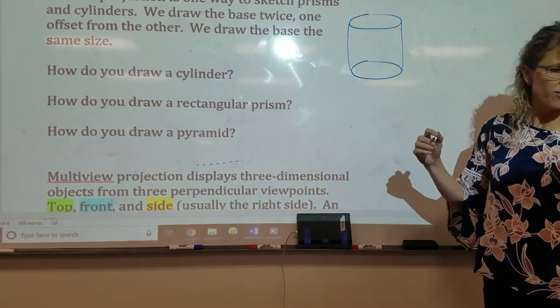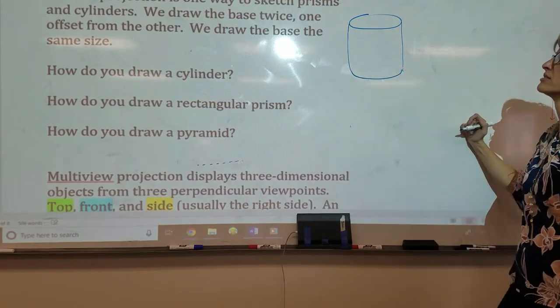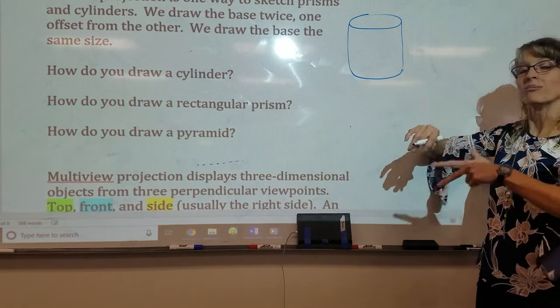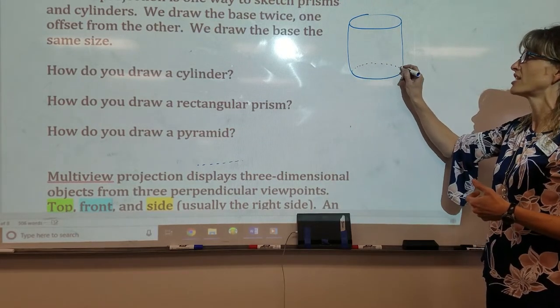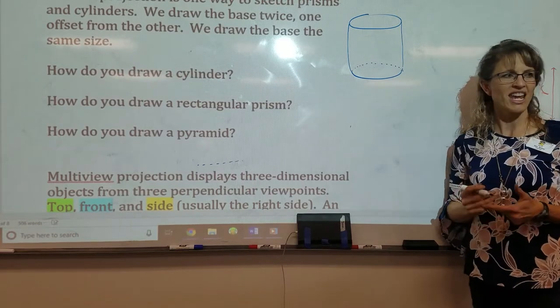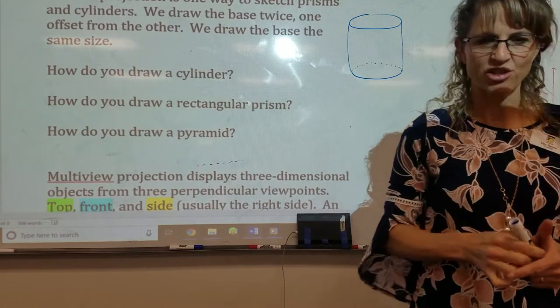But now wait a minute, if this was really a soup can, do I see this back edge at all? I can't see it. But mathematically, we want to represent it that it's there, and we use a dotted line. So keep your dotted line on any edge that you can't see, unless you're Superman.